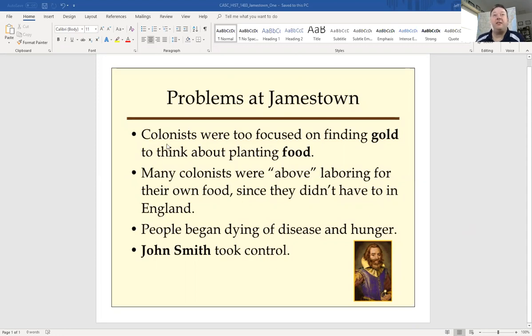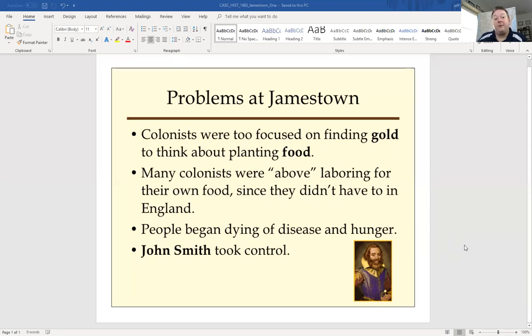Here's a couple of things, for those of you that weren't here last Tuesday, some of the problems at Jamestown. When it was founded in 1607, many of the colonists were focused on gold. So they really didn't think about planning for food. Many of the men that came over were of the upper class, so they felt like they were above manual labor and farming. They didn't know how to farm since they didn't have to do it in England.